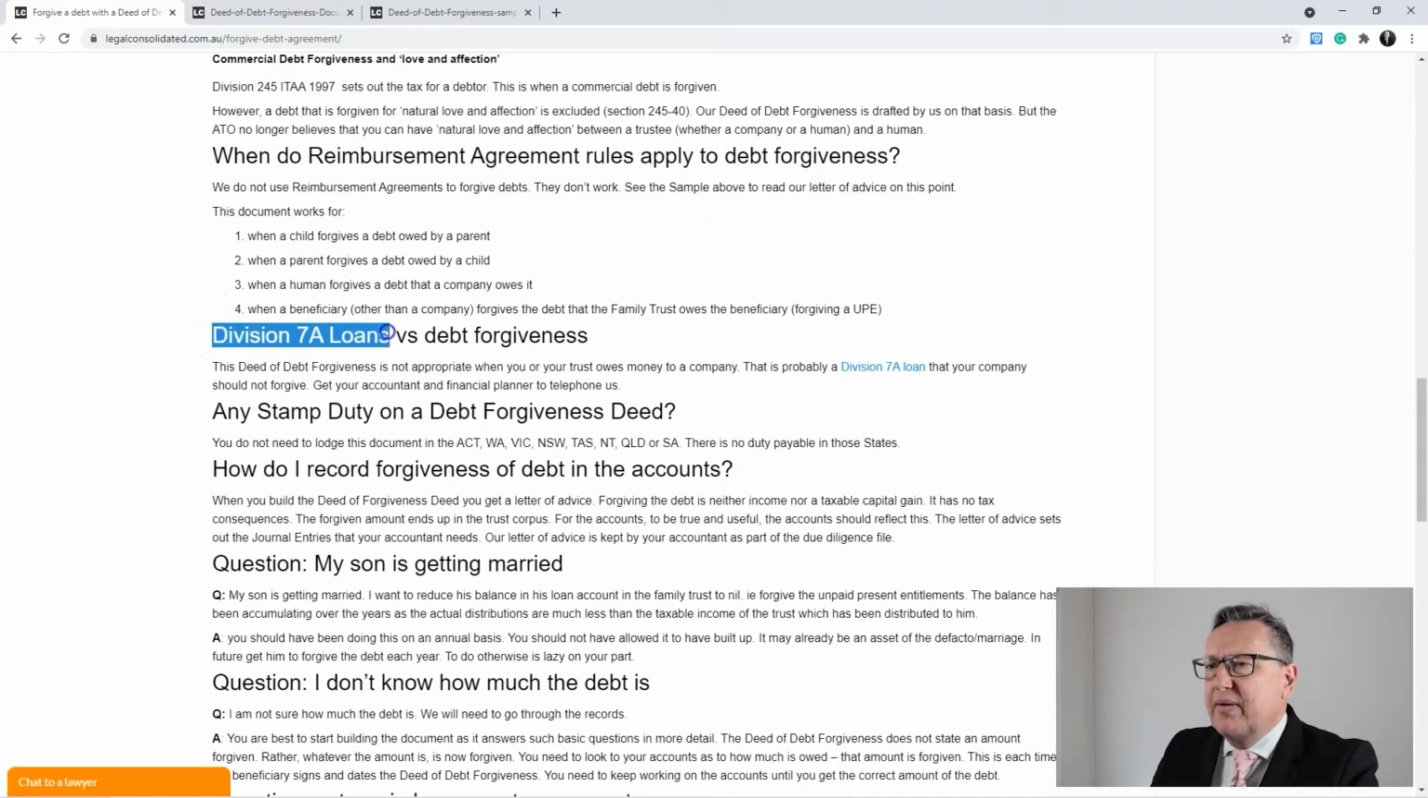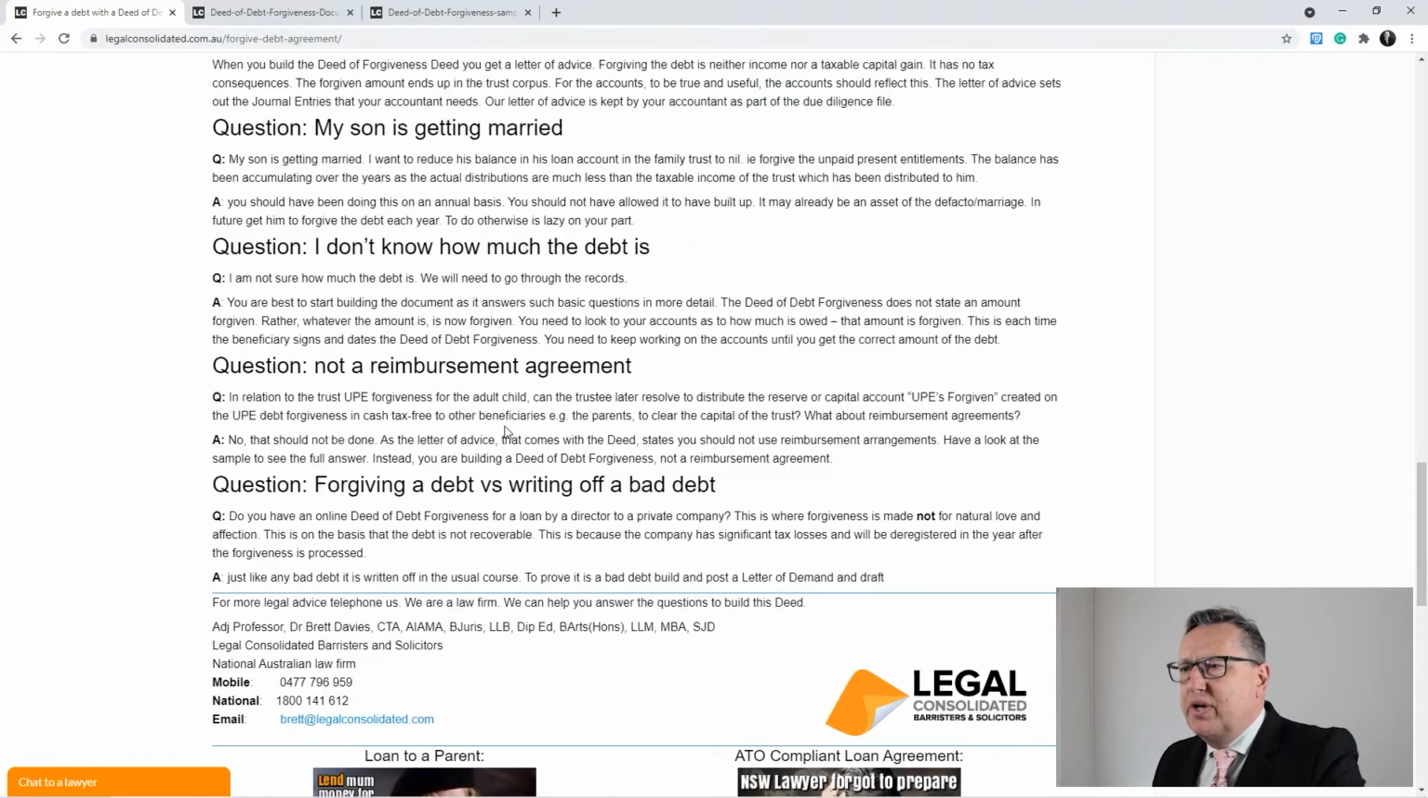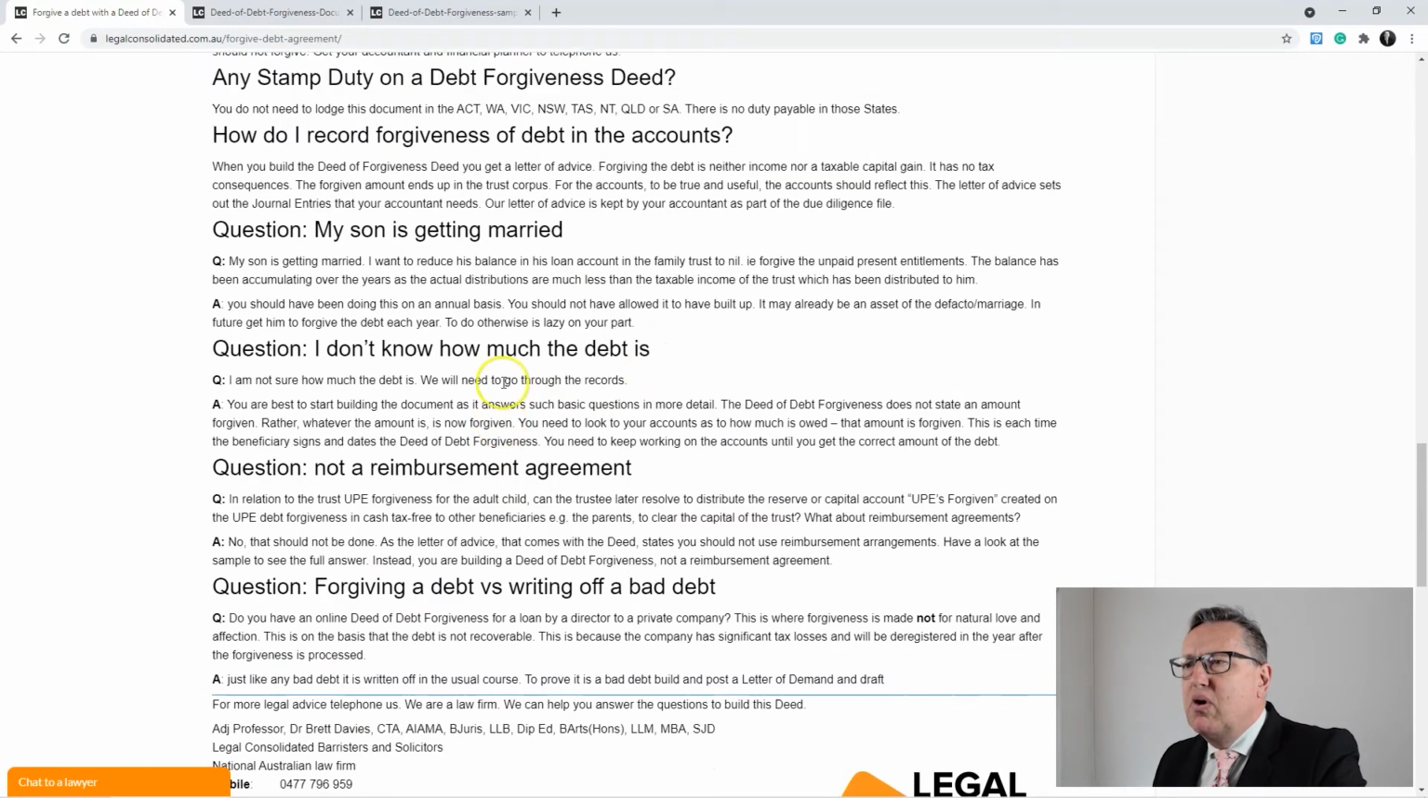Division 7A. If the money is owed to a company, you cannot use a deed of debt forgiveness because you need to use instead a Division 7A loan agreement to document the loan. You can't forgive a debt owed to a company unless you're another company yourself. Stamp duty, I don't know how much the debt is for, we'll come to all those.